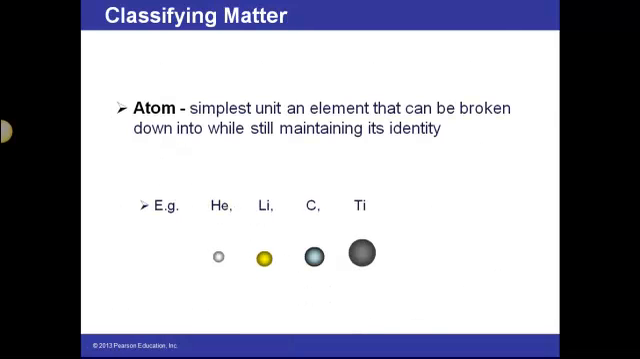So the definition of an atom then is the simplest unit that an element can be broken down to while still maintaining its identity. So it's the smallest fragment or particle that you can get that still constitutes the elements that are represented on the periodic table. So here we've got helium, lithium, carbon, and titanium. You can see that the different elemental forms of these different things have different sizes. So they range from being very small, like helium, to very large, like titanium, and even larger for something like lead. And we'll see the different components that make up the atom are going to help constitute these size differences.